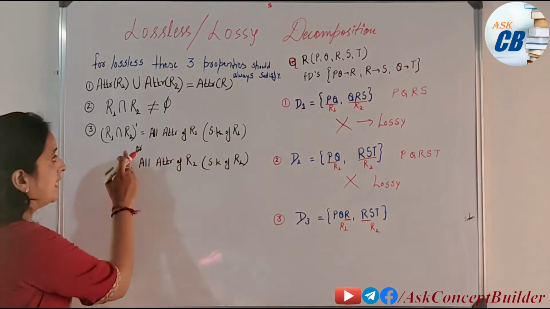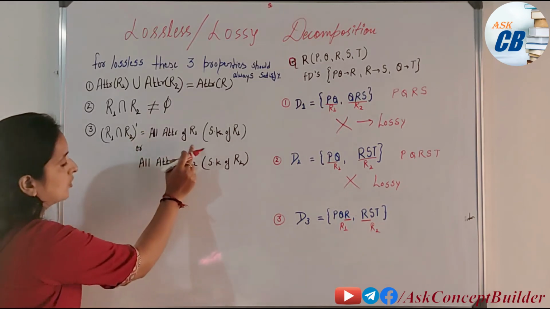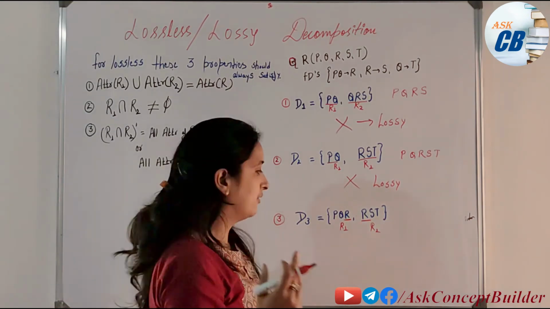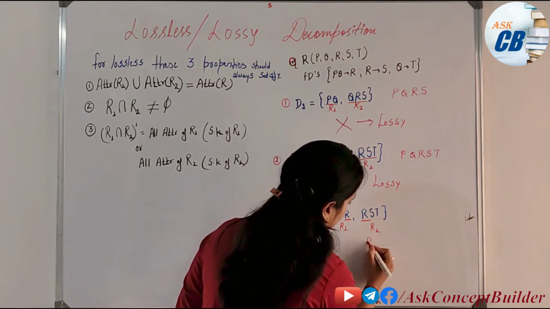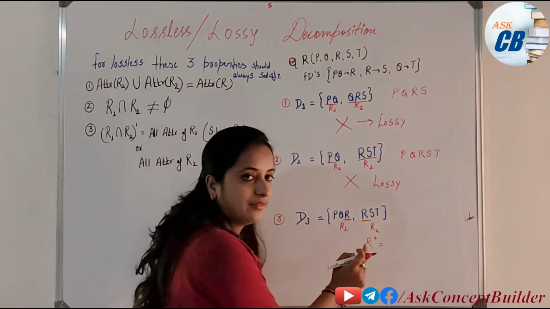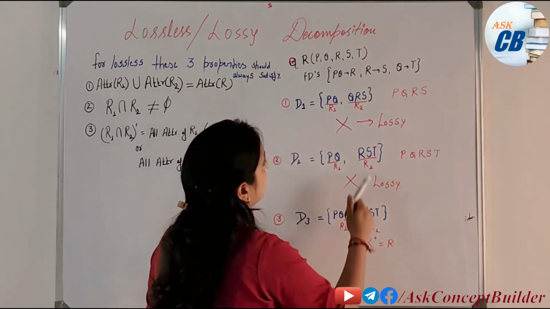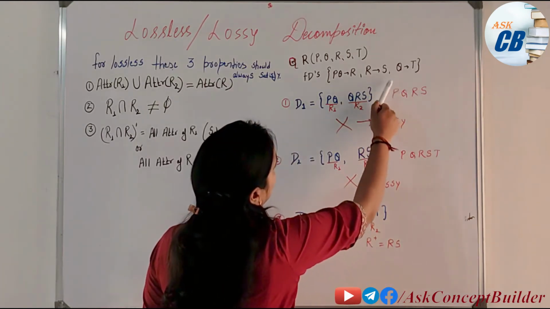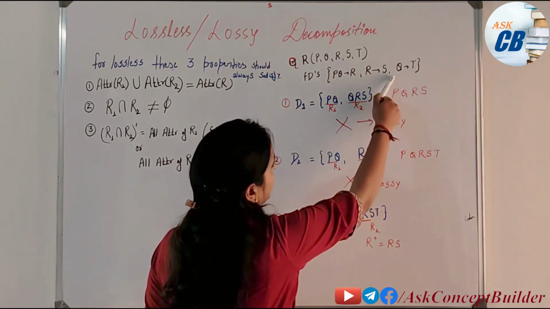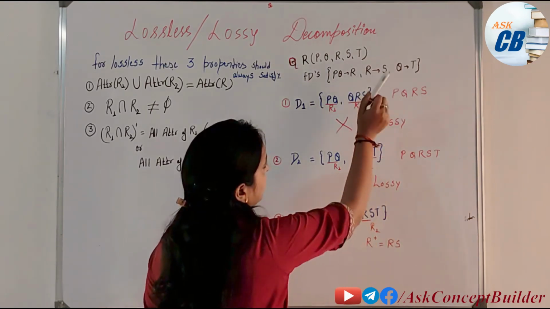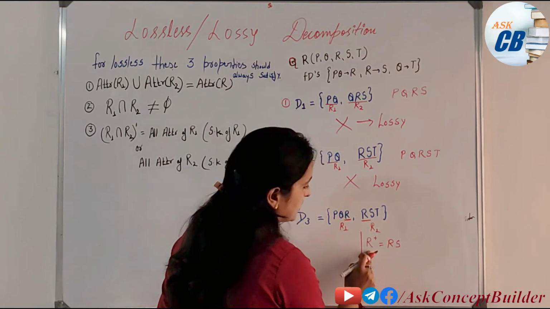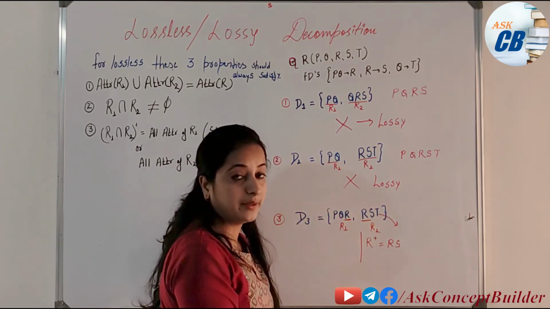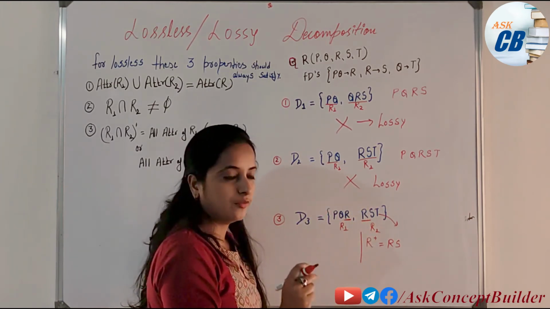Now the third property is that the common attribute should be a super key for either R1 or R2, meaning it should derive all the attributes of either R1 or R2. So we will check here. See, R will give R. Now we'll check with the functional dependencies. R gives S, so R will derive S also. Now only R and S; we are not having any other functional dependencies. R is deriving S only. So here R is deriving only R and S, but T was also an attribute. So T it is not deriving, meaning it is not the super key of this relation R2.